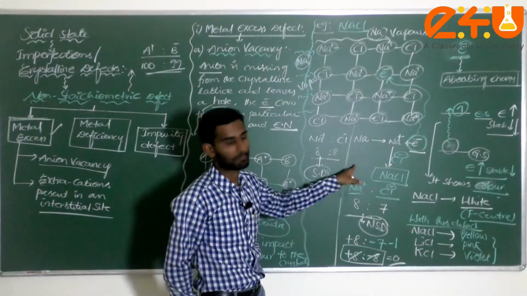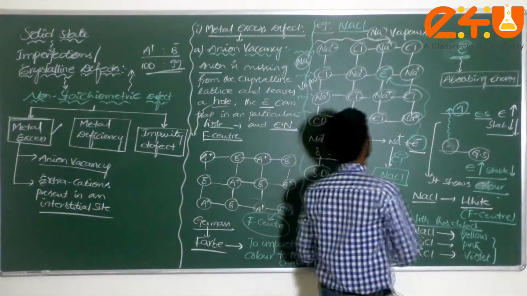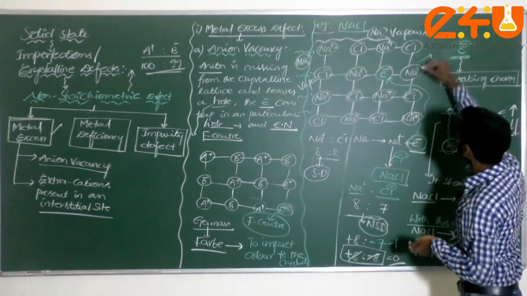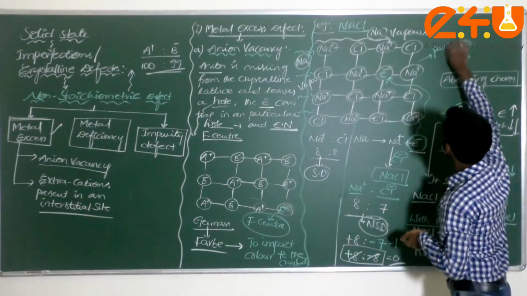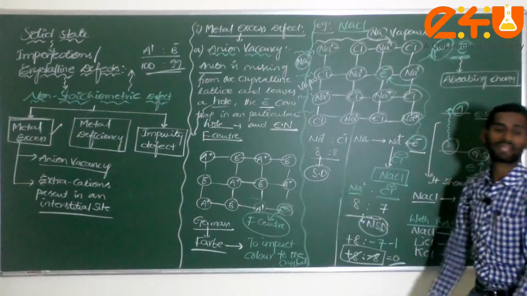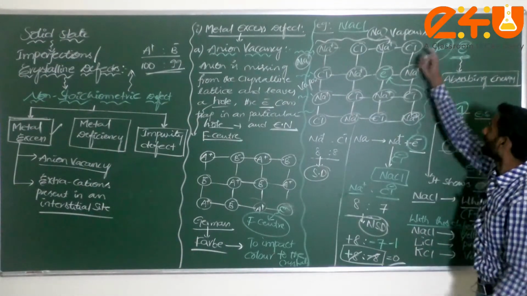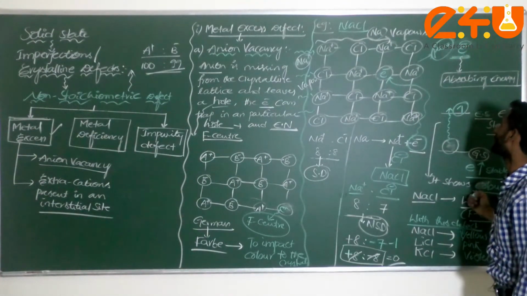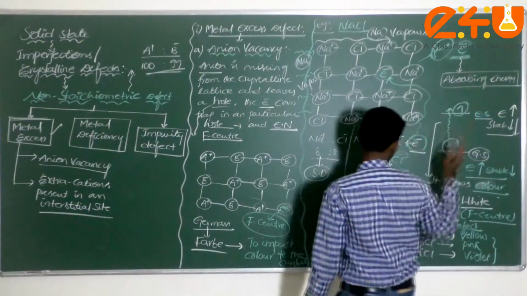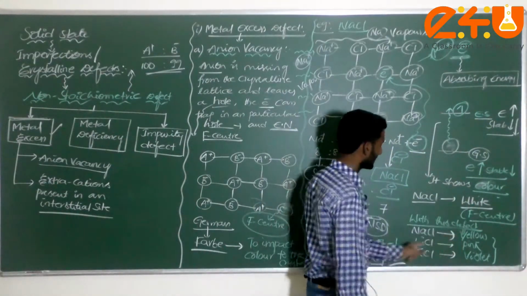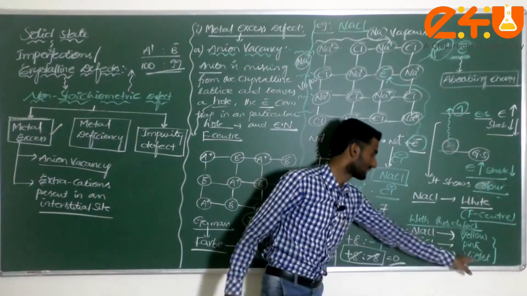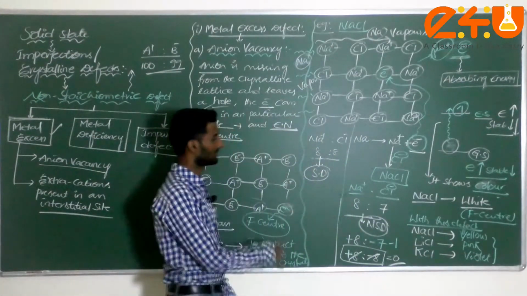Electrical neutrality is maintained. Due to the presence of this electron, this substance is called a paramagnetic substance. Paramagnetic substance, and it shows color due to absorbing energy. NaCl yellow, LiCl pink, KCl violet, dear students. Please note down, dear student.